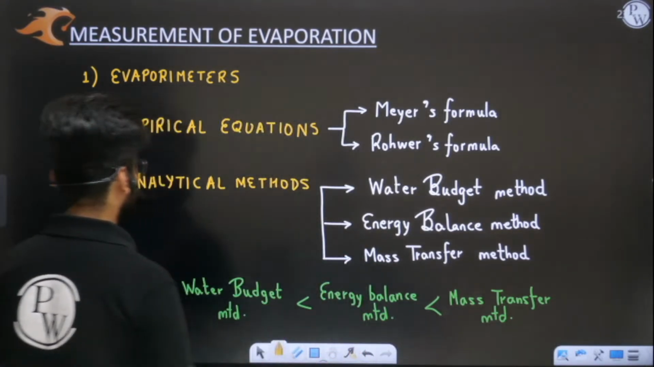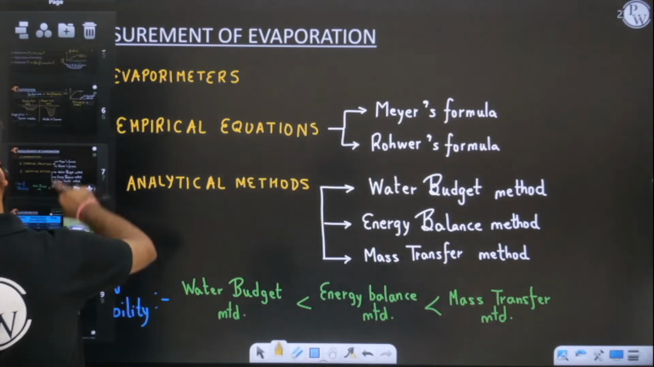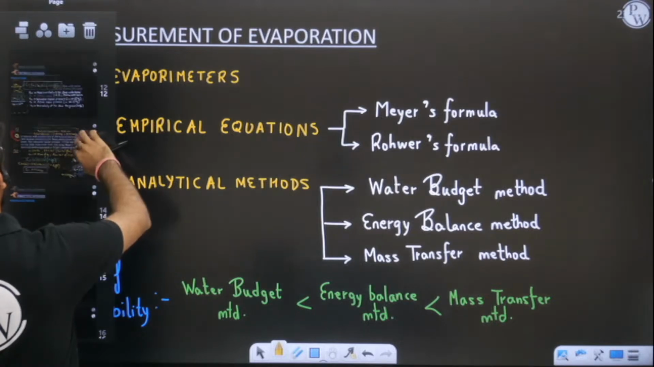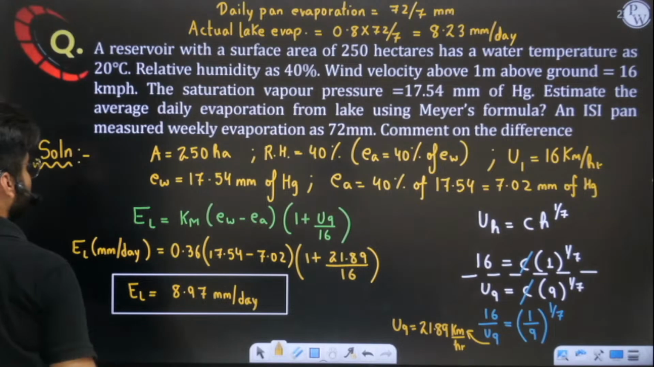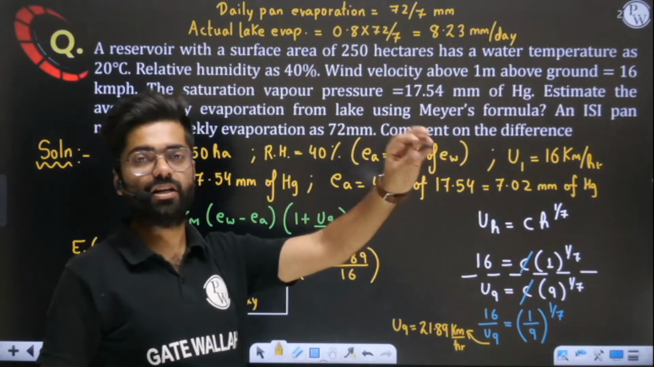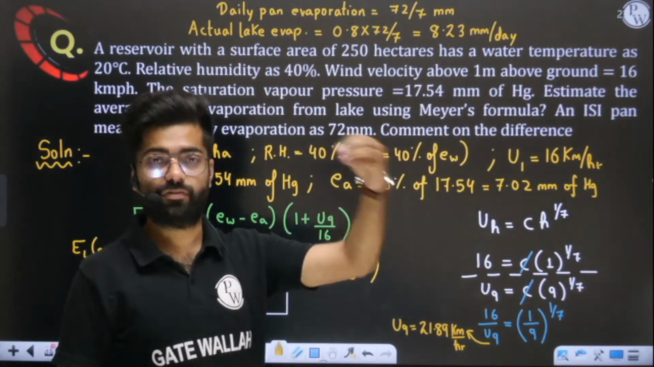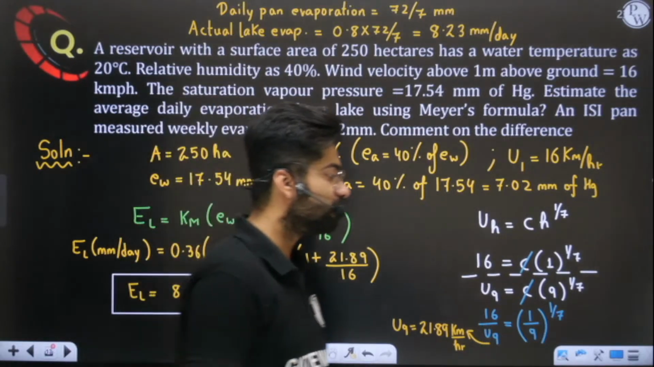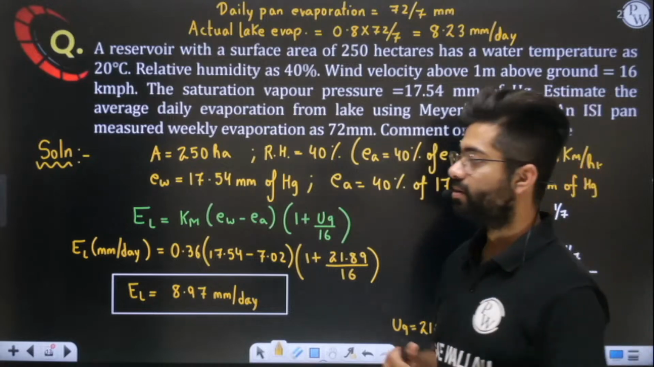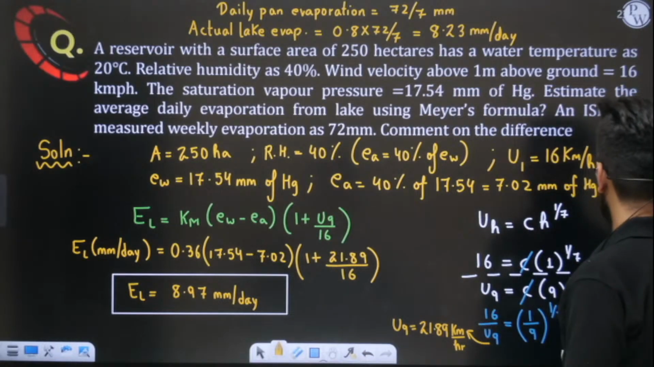So we are not going to predict here which is more correct or which is less correct, but we have understood that the Meyer formula will give you a different answer, Indian Standard pan will give you a different answer, classical land pan will give you a different answer, water budget will give you a different answer. Okay, I hope this is clear to you. But yes, some methods are more reliable, which we can trust more. I hope this is clear to you.